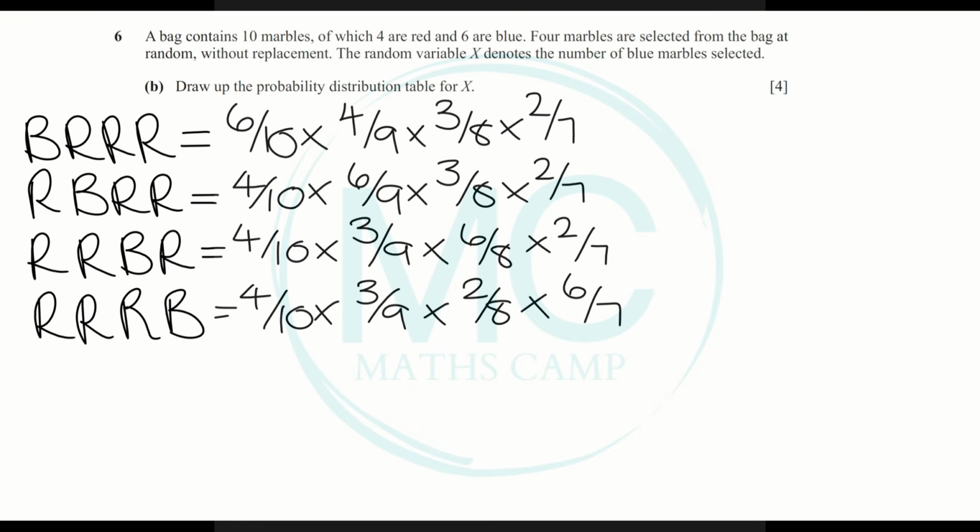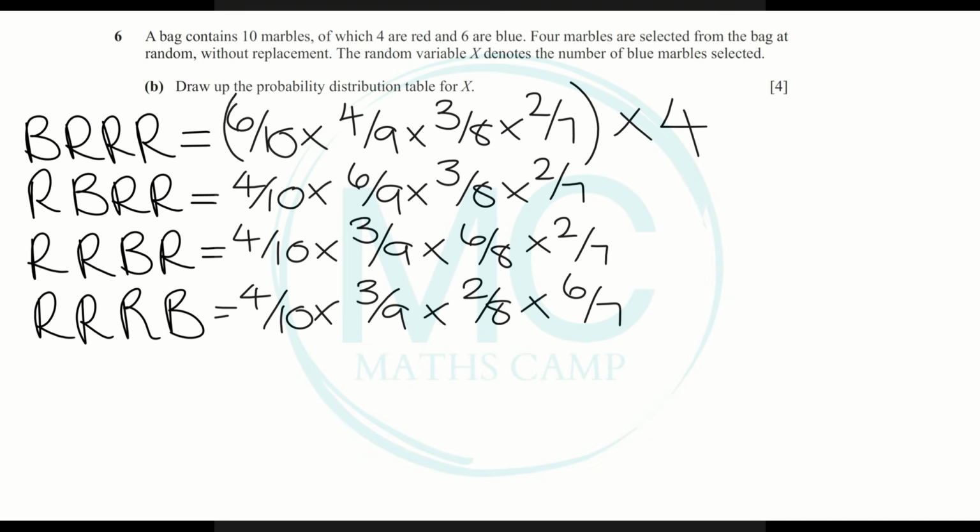Now for all 4 combinations, the denominators of all of our fractions are 10, 9, 8, and 7. The numerators are 6, 4, 3, and 2. So to make this easier, we can multiply the fractions in this bracket and then multiply the bracket by 4. So we account for the 4 options.